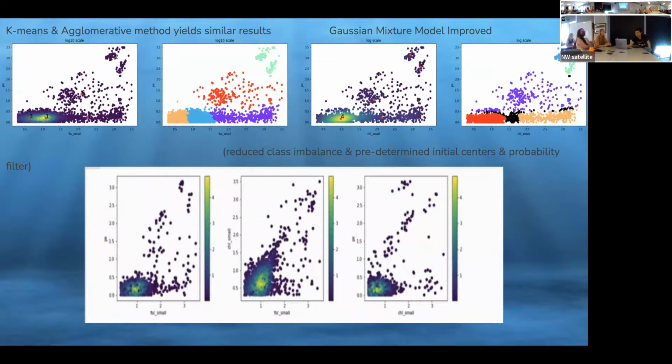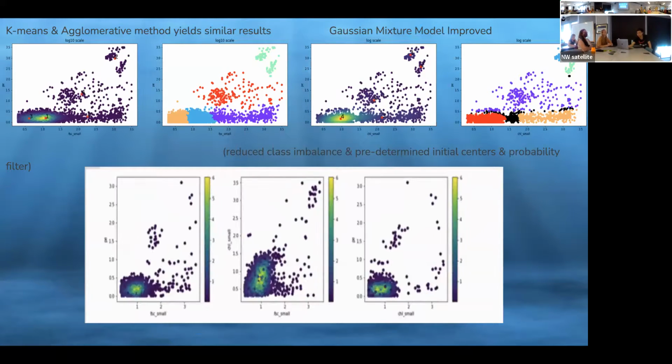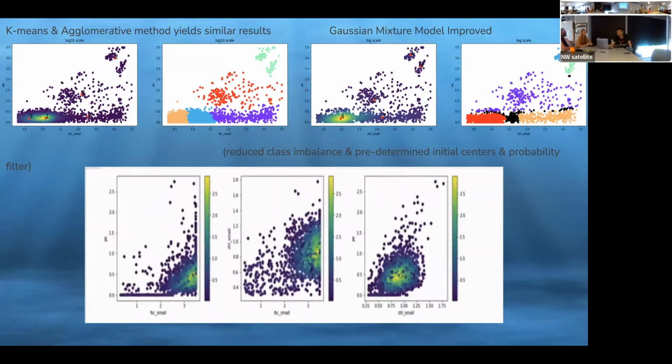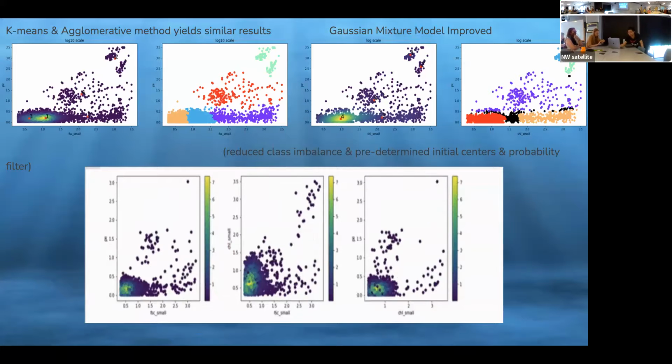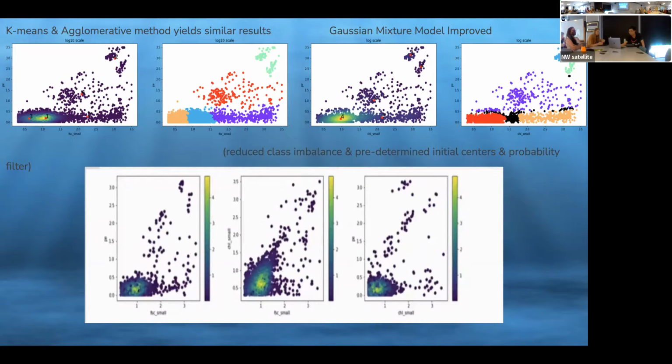So I first used K-means and the agglomerative method to do the clustering assignment. And the agglomerative method is just a kind of hierarchical clustering. And they have similar results, as you can see. And then I tried the Gaussian mixture model, and I did some improvements.